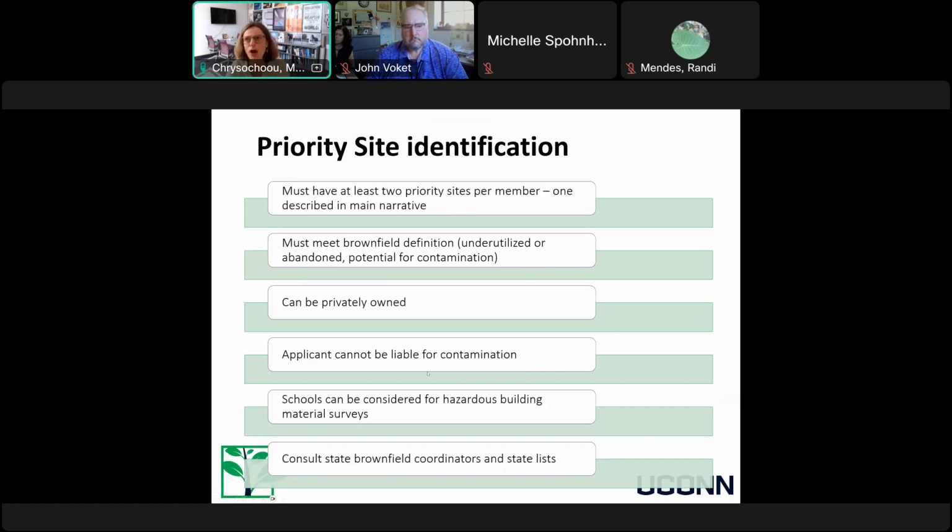So for example, if you have a landfill that the town owned and operated always, you are not eligible for brownfields money for that landfill. You can include schools, and they can be considered for hazardous building material surveys. So that is one kind of exception to the liability rule because of the hazardous building materials.